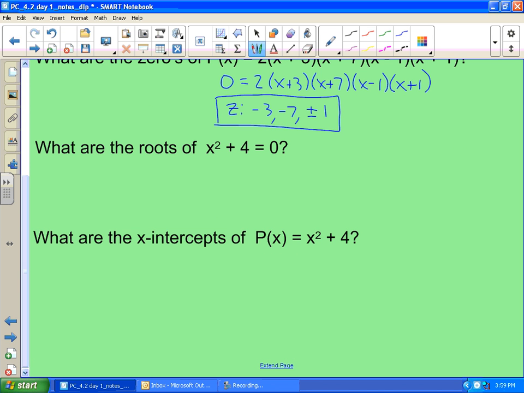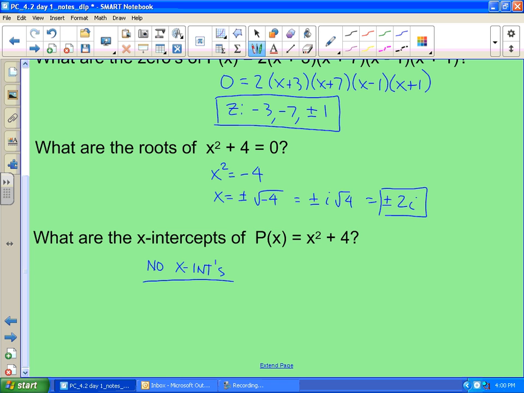What are the roots of x squared plus 4 equals 0? That is not a difference of two squares. So if I solve this one for x, I'm going to get x equal plus or minus square root of negative 4, which is plus or minus i root 4, which is plus or minus 2i. So here I get some imaginary roots. And because there are imaginary roots, there are no real solutions. That means there are no x intercepts for x squared plus 4 equaling 0.